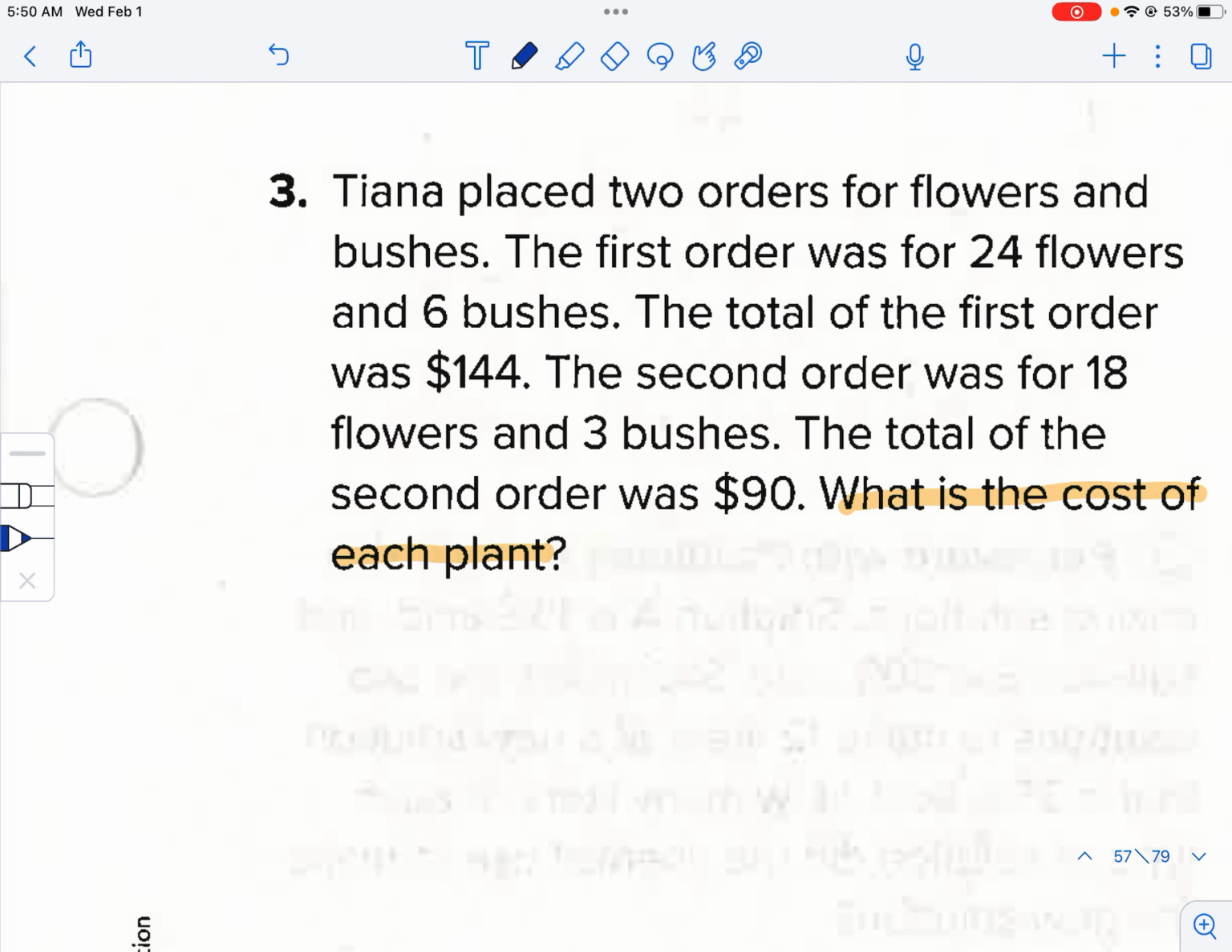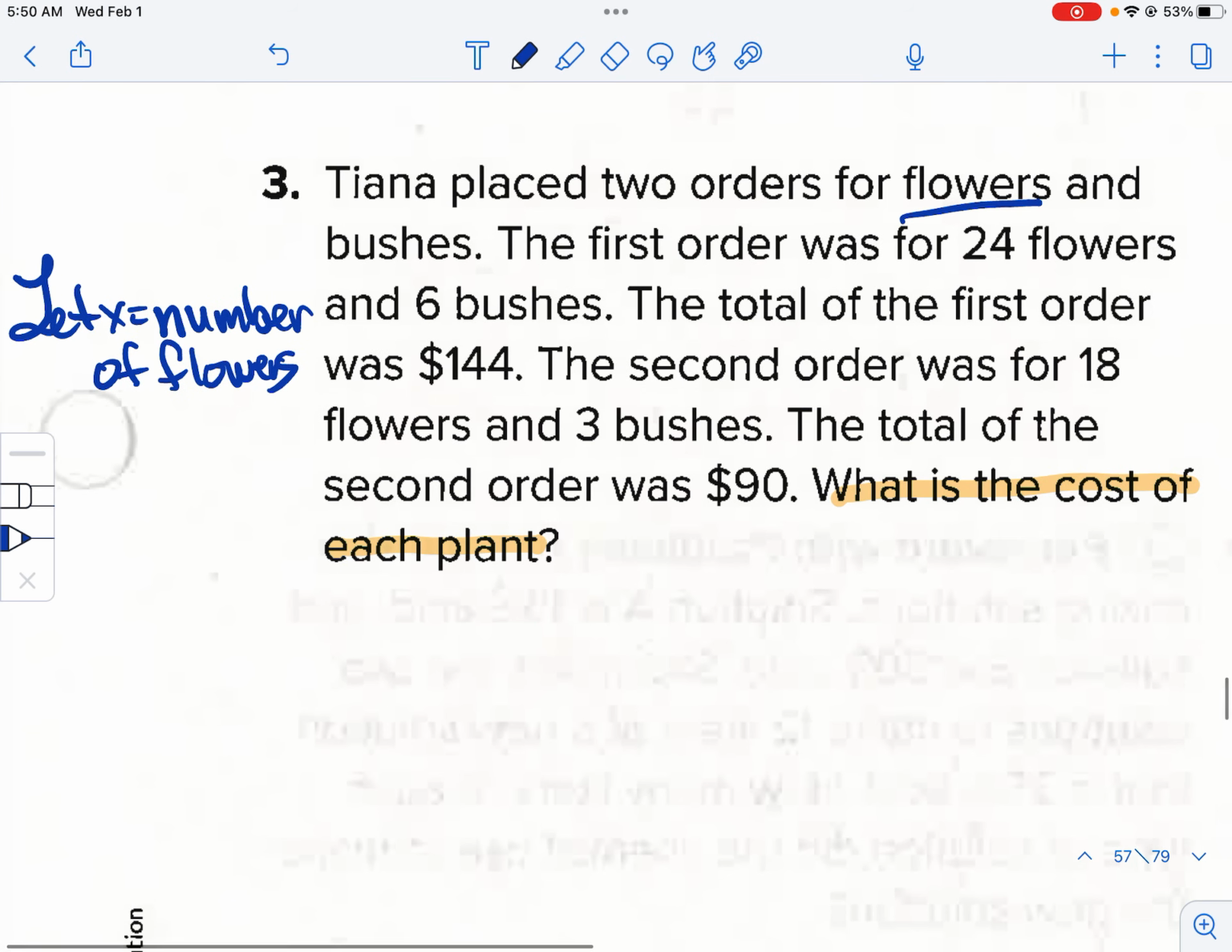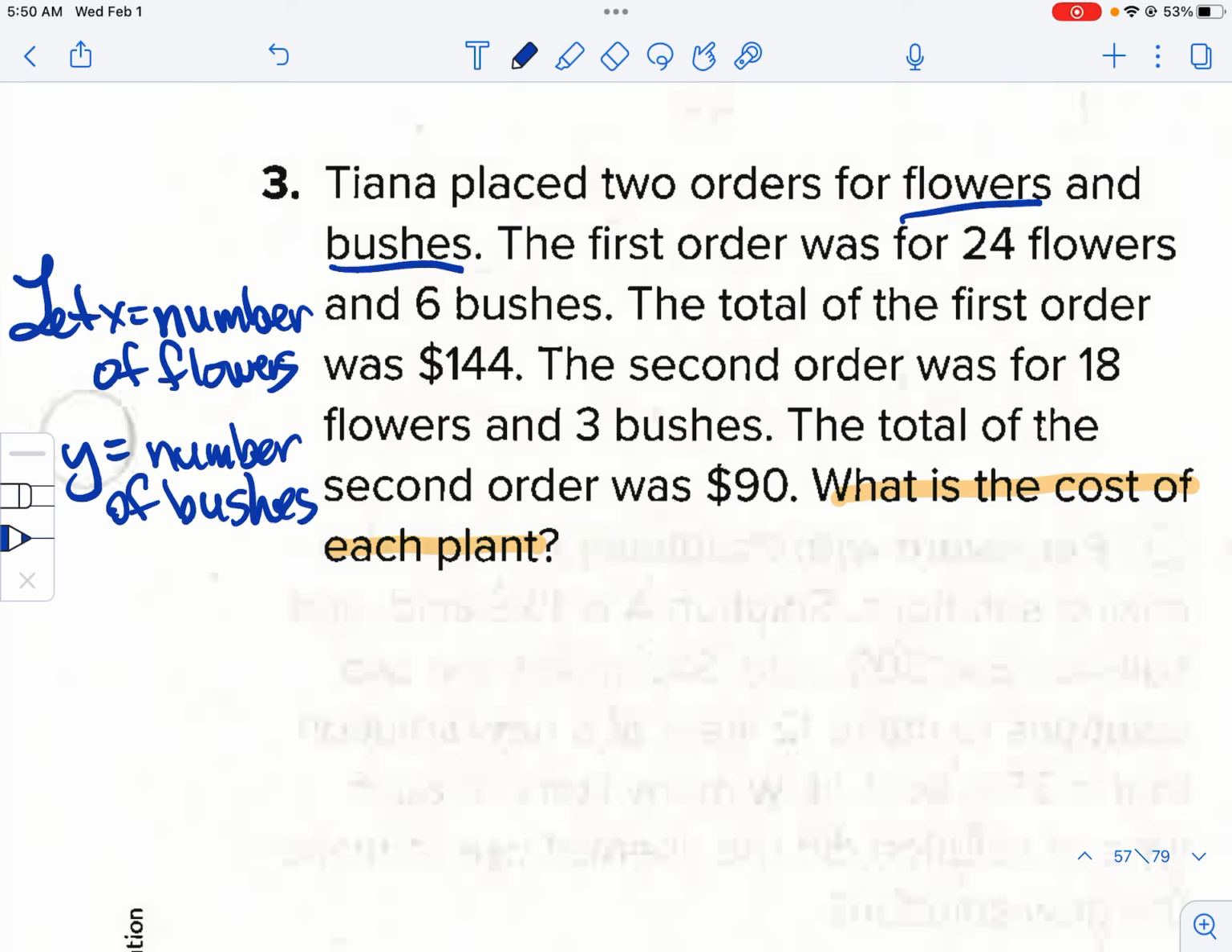So let x equal the first thing. The first one was number, well, that was a horrible looking N. Number of flowers. Okay, she ordered flowers and bushes. So I'm going to do y equals number of bushes. Those are the 2 things that we're talking about.